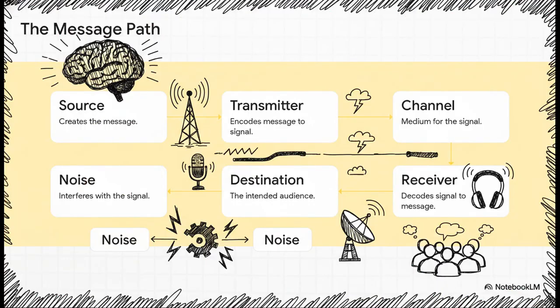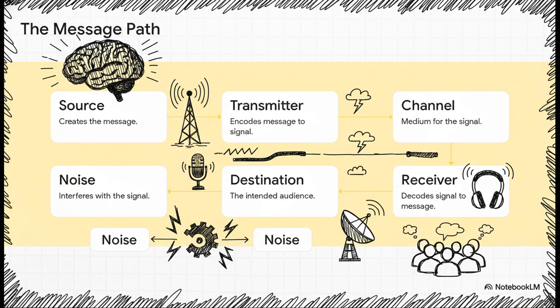All right, so here's how the whole thing flows. First, you've got the source. That's just the person or the mind with the idea. Then, the transmitter, which is what turns that idea into a signal, like your voice or your phone. That signal then zips through a channel, which could be the airwaves or the internet. On the other end, a receiver, say another person's phone, decodes it back into a message for the destination, which is the person you're trying to reach.